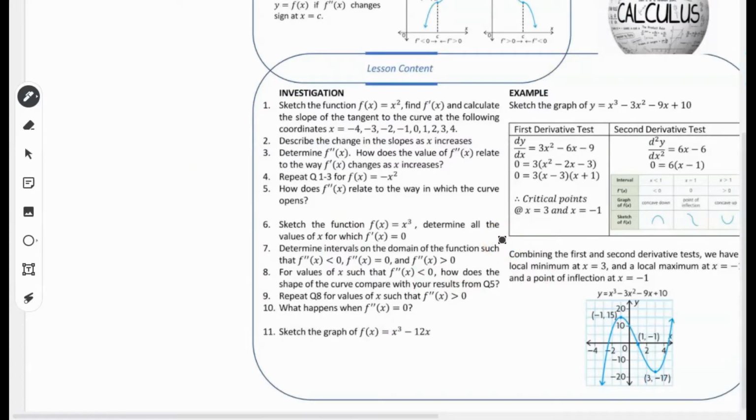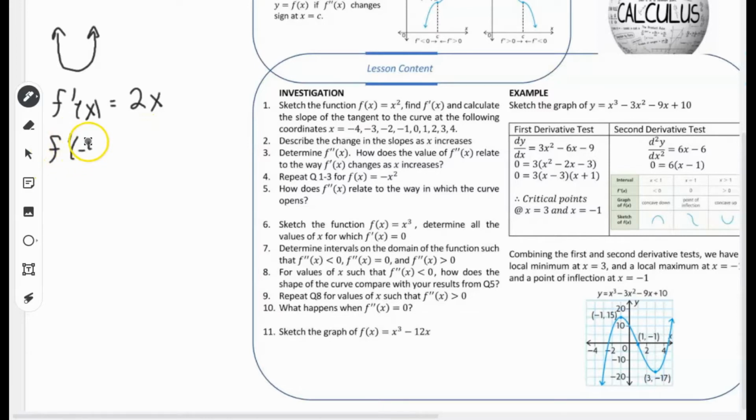So sketch the graph x squared. Well, we all know what that looks like. We don't need to do a huge accurate sketch. It just looks like this. There's x squared, right? And calculate the slope at these coordinates. Well, I don't think I have to do it for all of them because you're going to start to notice a pattern. But if that's the function, then we can say its derivative is 2x.